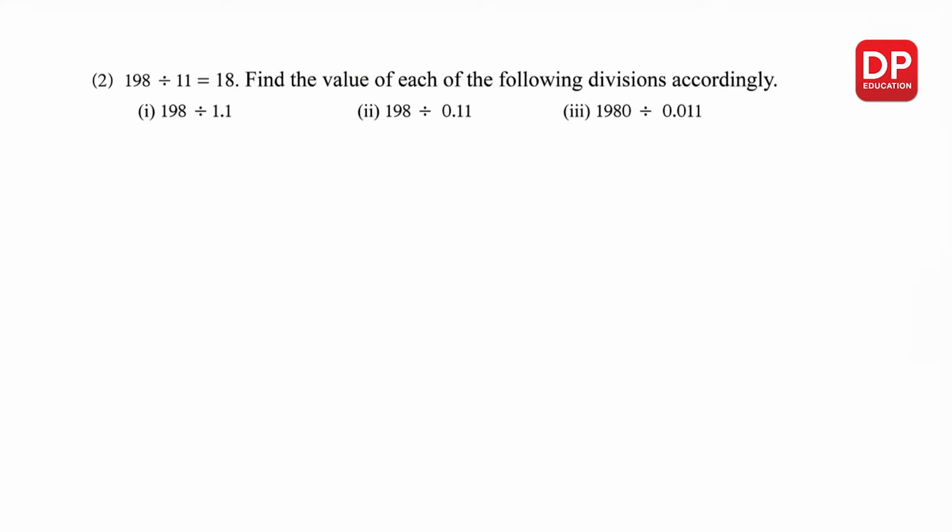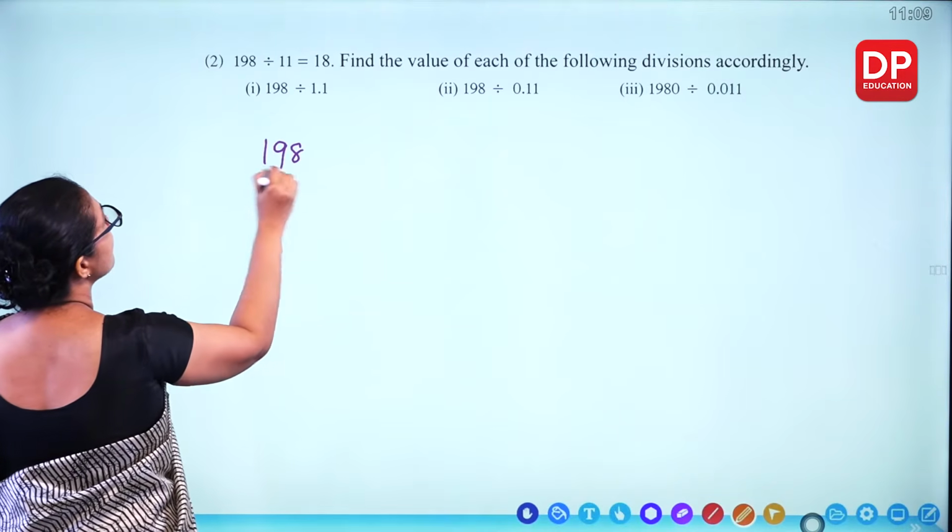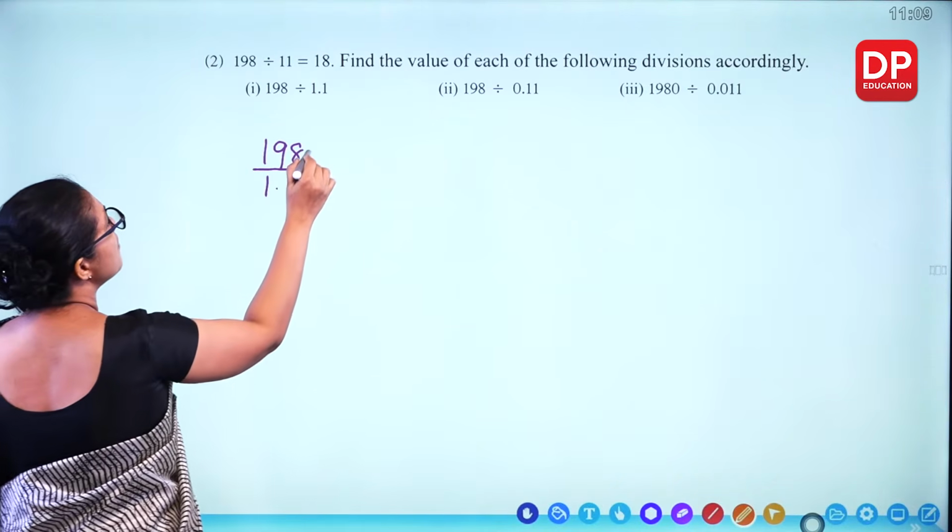Question number 2. 198 divided by 11 is 18. Find the value of each of the following divisions accordingly. 198 divided by 1.1. Multiply by 10.